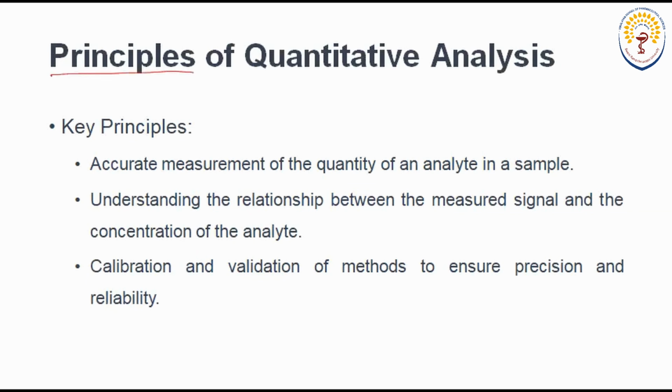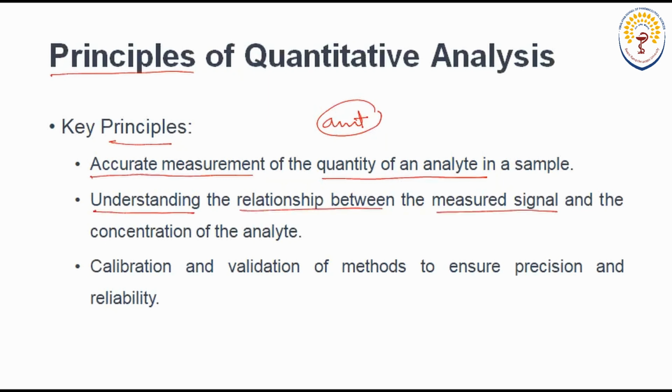Now what is the principle of quantitative analysis? The principle includes the accurate measurement of the quantity of the analyte. We just want to know the quantity, or you can say the amount, of our substance in the sample. Second thing, we need to understand that there is a relationship between the measured signal and the concentration of the analyte. This is a very important thing that I should elaborate. For example, there is an instrument with the help of which we want to know the amount of the drug, of the substance, in the sample.